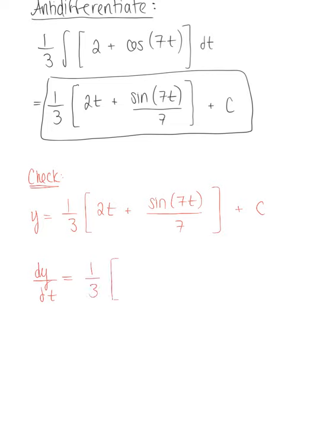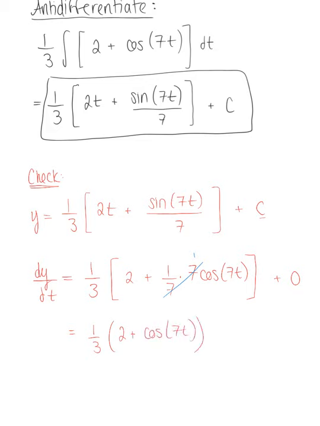the derivative of 2t, which is just 2, plus we have 1/7 multiplied by the derivative of sine of 7t. So this is 7 cosine of 7t. And then the derivative of any constant is just 0. And we can simplify here. We know 7 divided by 7 goes to 1. And we're left with 1/3 multiplied by 2 plus cosine of 7t.